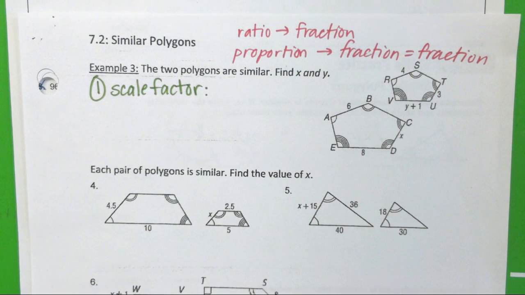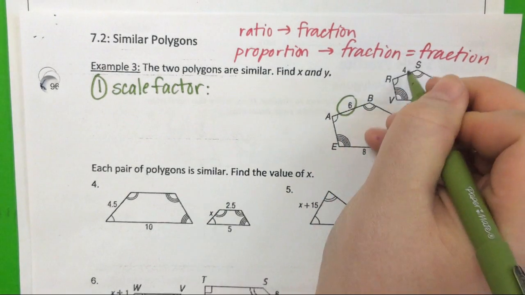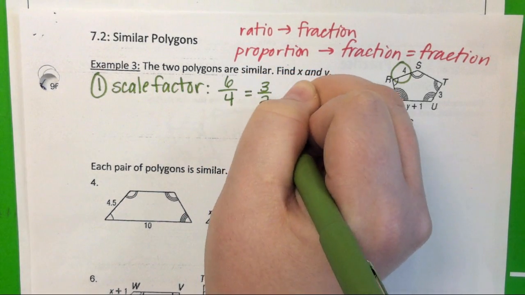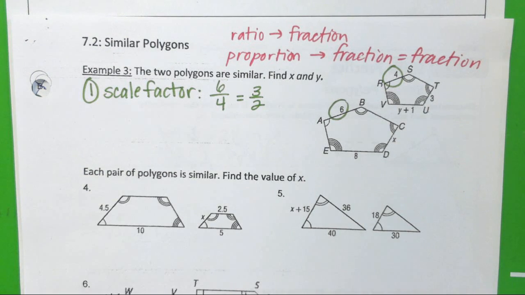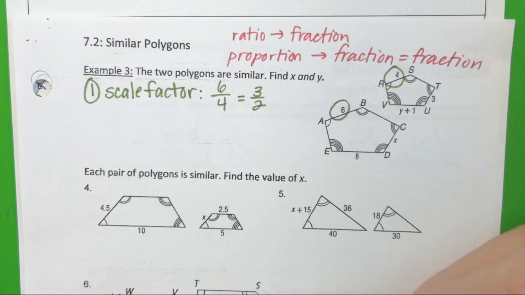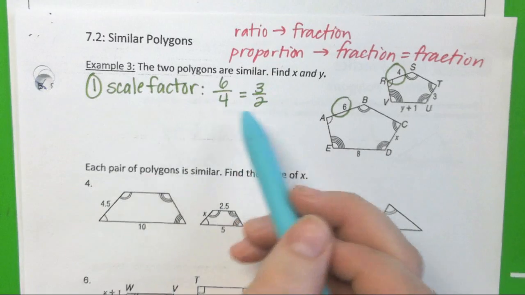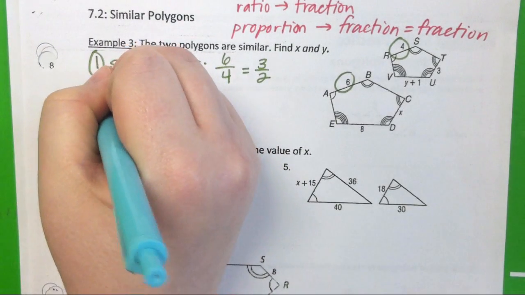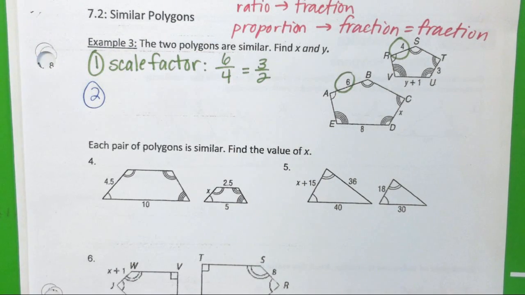And what that really means is using sides that don't have x's and y's, can we find some sort of fraction that we can write down when we compare the two? Yes, we can. What should we write down? 6 over 4, which reduces to 3 over 2. But if you can't reduce your fractions, if you want to leave it at 6 over 4, it's still going to end up giving you the right answer at the end. So it's okay if you can't reduce fractions today. Okay, so our first step is to find the scale factor.